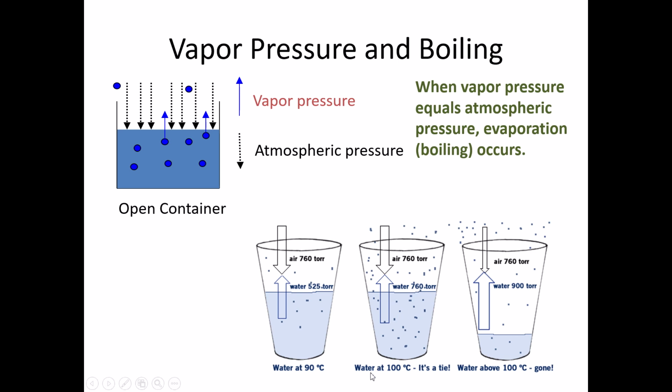If we increase the water temperature to 100 degrees, now our water vapor pressure is equal to the atmospheric pressure, and this is when boiling starts to occur. Now it's a tie. There's no clear winner in terms of the amount of vapor and the pressure exerted. But if we continue to keep the water at 100 degrees Celsius, or even slightly above, we continue to add energy, the vapor pressure of the water increases to greater than that of the atmospheric pressure. Now more and more of the water is going to vaporize into the gas state, and eventually all of our liquid water will be gone.